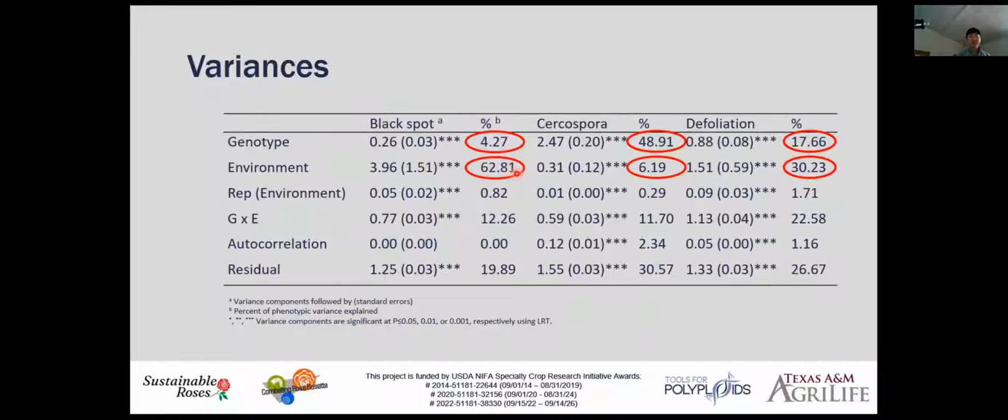To go on and tell more of that story, environment was a lot of that variance that we saw, and that makes sense from that ridgeline plot that we saw earlier. Cercospora was really low for environment because it kept that same kind of resistant individuals and susceptible individuals. And defoliation is kind of in the middle. The G by E is between 10 to 20%.